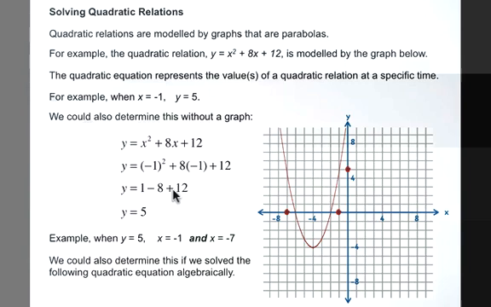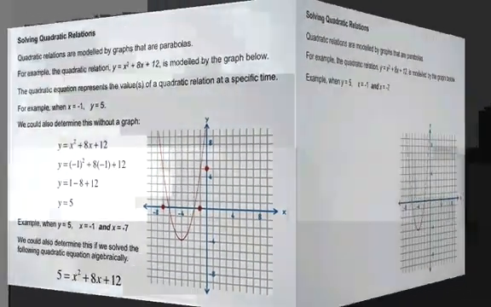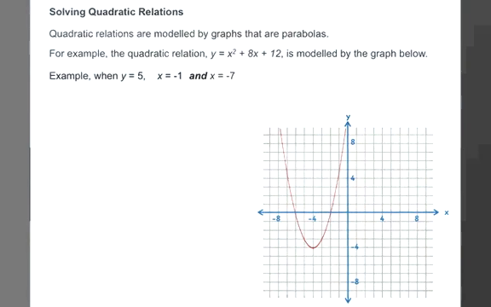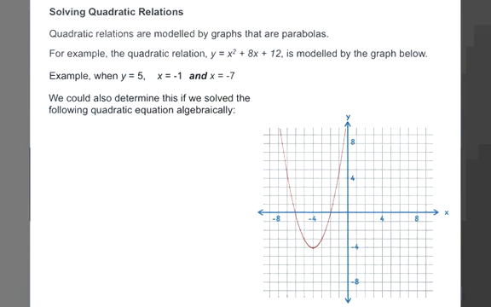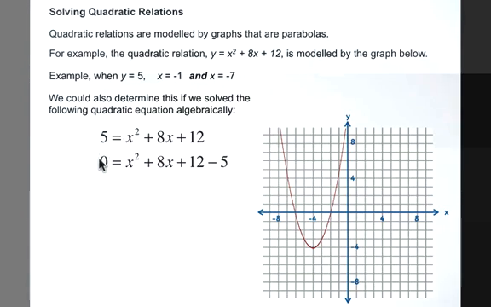We could also determine this if we solve the following quadratic equation algebraically. 5 equals x squared plus 8x plus 12. So let's solve it algebraically. We would take away the 5 to give us 0, and we take away 5 on the other side. So now we have x squared plus 8x plus 7, which is equal to 0.